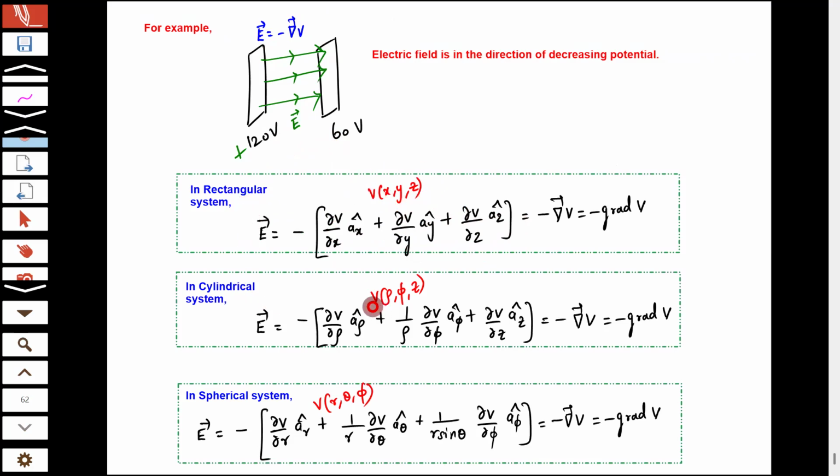In the cylindrical system, the potential function can be given in terms of a function of rho, phi, z, and the corresponding gradient formula is given. And similarly, for the spherical system, the formula E equals minus del V or grad V can be written in terms of V, which is a function of r, theta, phi in the spherical system.